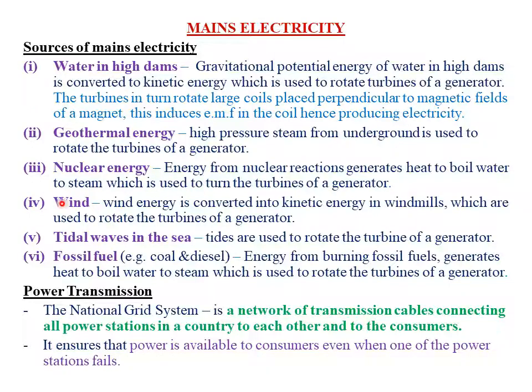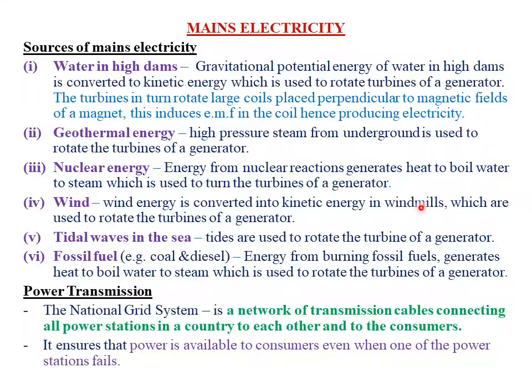Our fourth source of mains electricity is wind, or moving air. Remember that wind energy is converted into kinetic energy in the windmills. When the windmills are incident on wind that is at very high velocity, the windmills will start rotating when they get in contact with that particular wind of very high velocity.